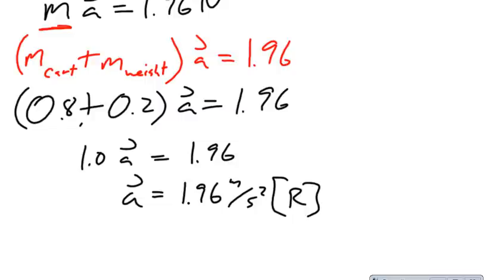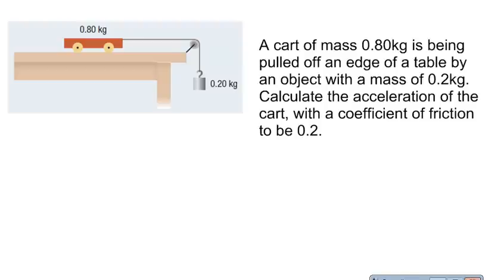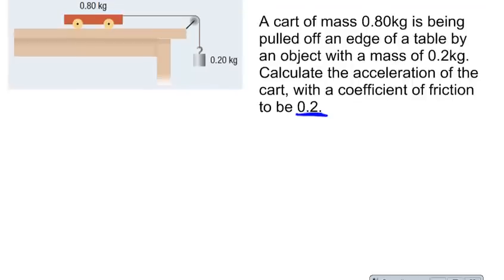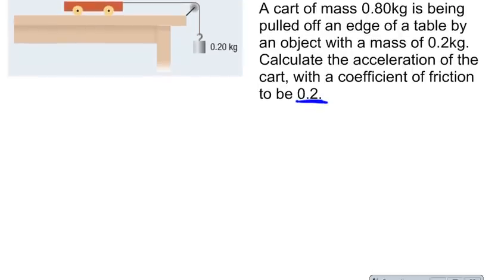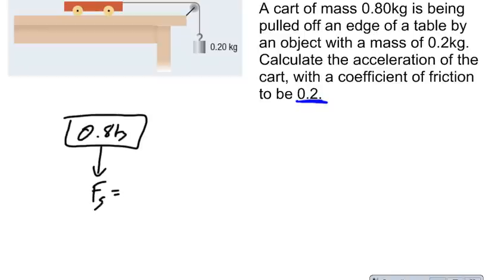For our next question, let's work through our next example. It's still the same diagram, still the same masses. What I've changed this time is that now you've got a coefficient of 0.2. How is this going to affect things? Let's draw our free body diagrams again. We've got our cart here, 0.8 kg. We've got our force of gravity, which is mass times acceleration, a normal force, the force of tension in the wire, and the force of friction.